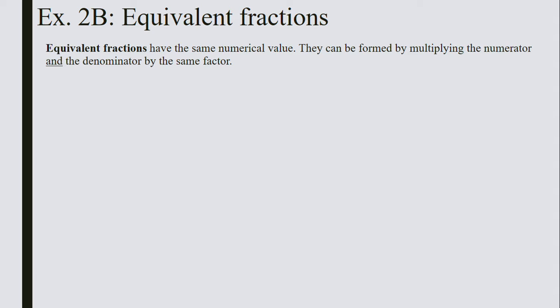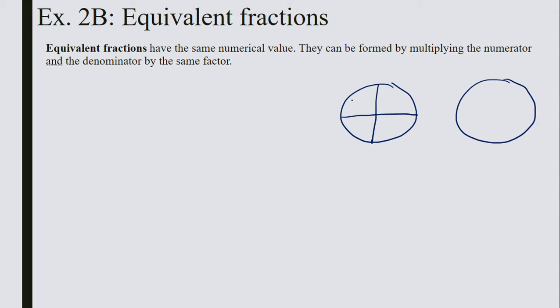So equivalent fractions are fractions that have the same numerical value. They can be formed by multiplying the numerator and the denominator. So whatever we do to the top, we must do to the bottom by the same factor or the same number. So what that looks a bit like is if I have here two pizzas, okay? If I cut this pizza into 4 parts and I eat 2 of them, that would be the same as if I cut the pizza into 6 slices and I ate 3 of them.